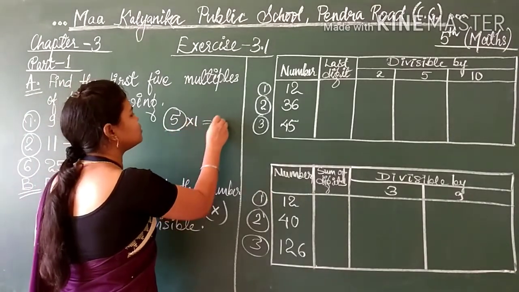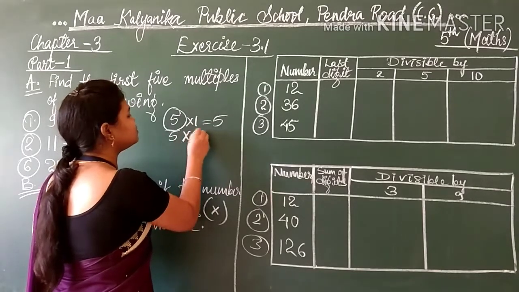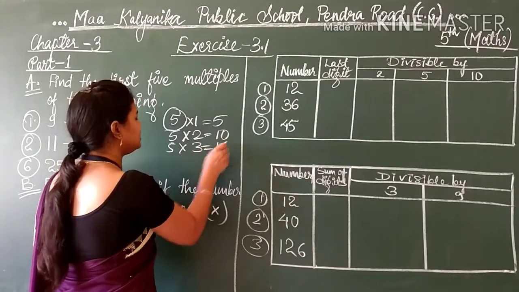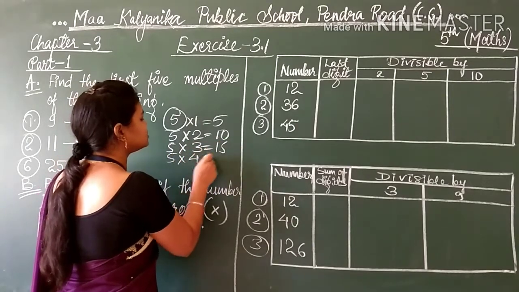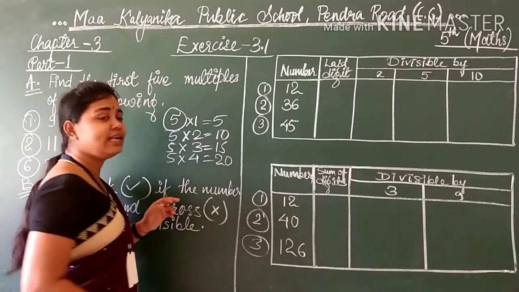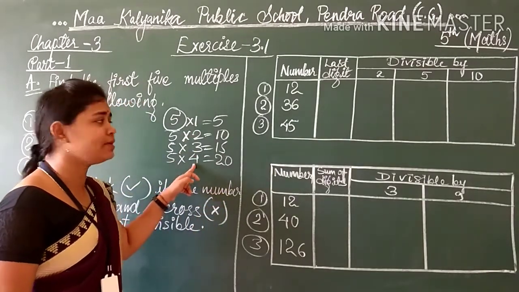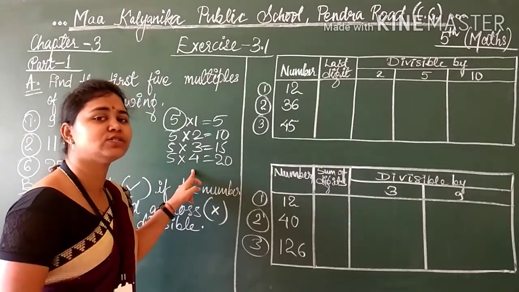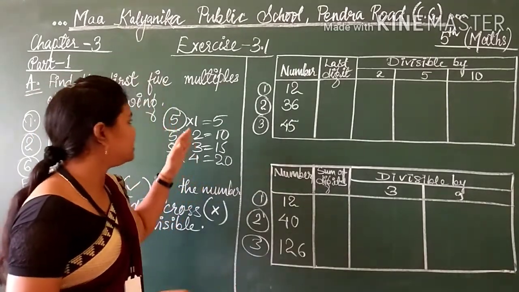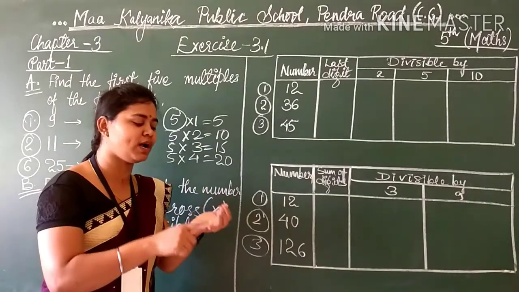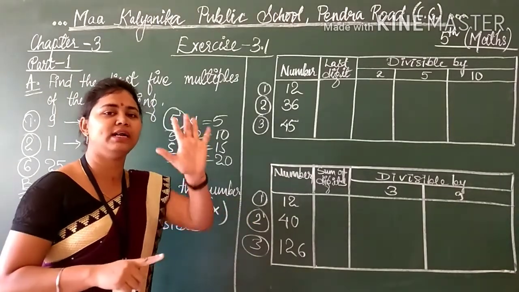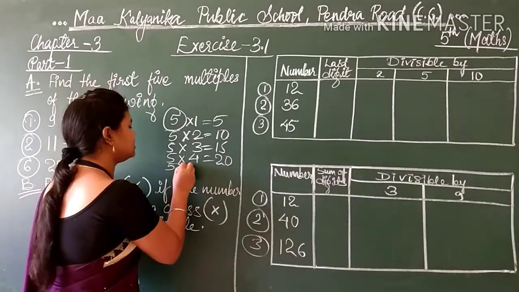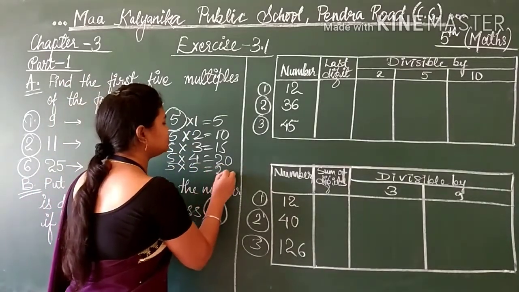5 into 1 is equal to 5. 5 into 2 is equal to 10. 5 into 3 is equal to 15. 5 into 4 is equal to 20. Like this, so many. It is not compulsory that you write only serially. If the question asks for the first 5 multiples, then from the start, multiply with 1, 2, 3, 4, 5 and you will get the answer. Here 5 fives are 25.